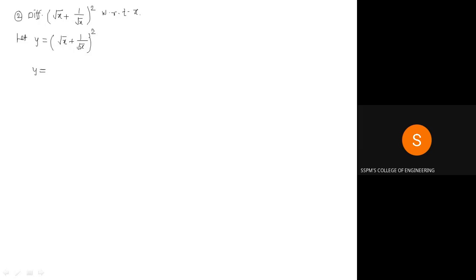So a plus b whole square is what? a square plus b square plus twice ab. So root of x whole square is x. Plus twice into product of first into second, which is 1. And plus square of last, that is square of 1 upon root of x, which is 1 by x. So y is x plus 2 plus 1 by x.